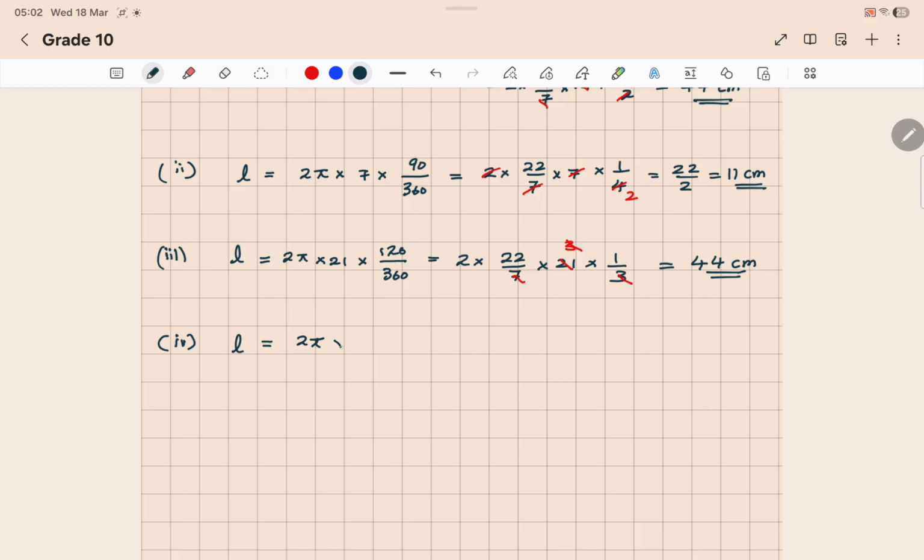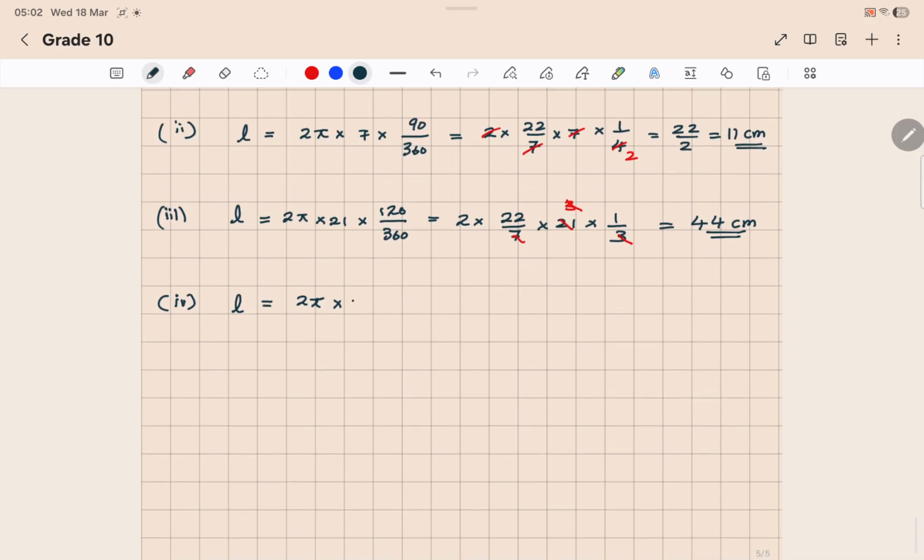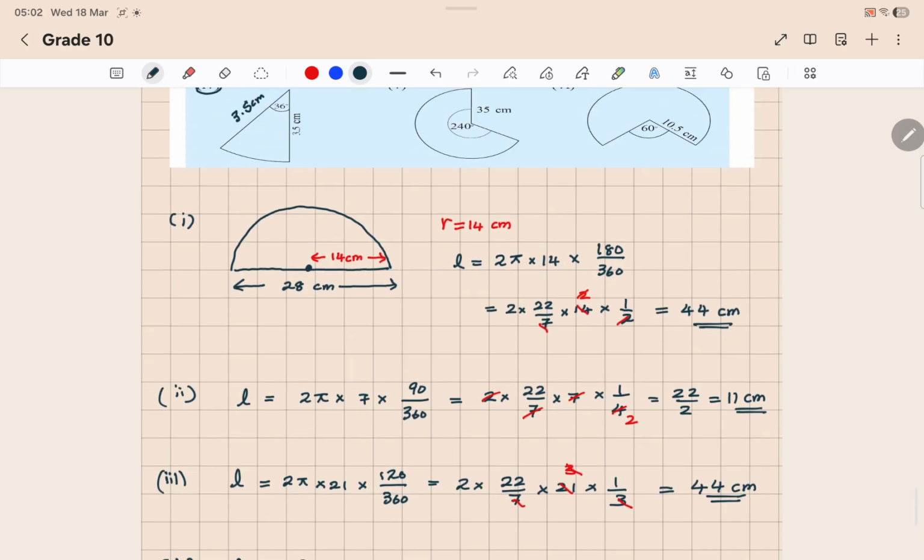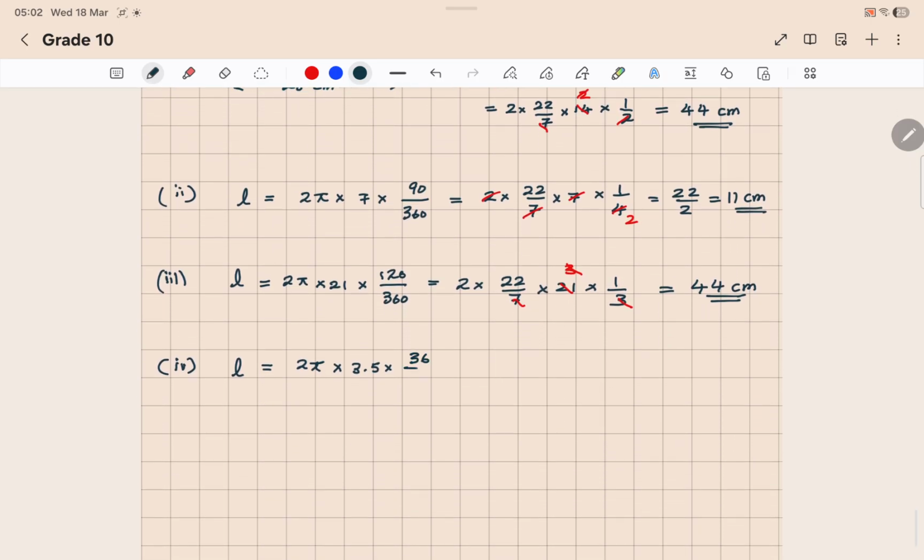2 pi, radius is 3.5, angle is 36, so 36 over 360, which is 1 over 10, right? So this is 1 over 10 of a circle. So 2 times 22 over 7 times 3.5 times 1 over 10. Right, this cancels with 3.5 and you get 2, and this 2 and this 2 cancel, you get 22 over 10 or 2.2 centimeters.